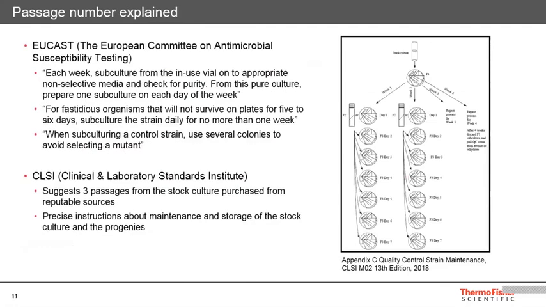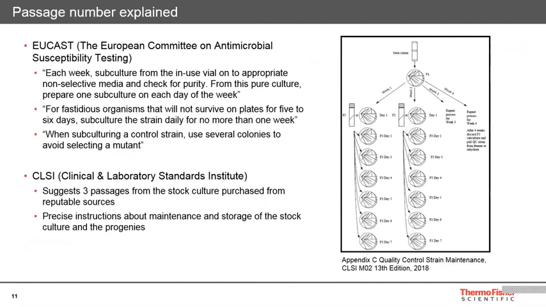The European Committee on Antimicrobial Susceptibility Testing, EUCAST, suggests to prepare a subculture from an in-house vial, check for its purity, and then use the same to prepare daily cultures as part of the QC tests. Generally, organisms in such cultures would survive on a plate either at room temperature or refrigerator for a week. However, when it comes to any fastidious strains, they allow subcultures of the strain daily for no more than 1 week. Also, a noteworthy pearl of wisdom from EUCAST: when performing these subcultures, try using more than one colony. This will avoid selection of mutants if they really happen to be present.